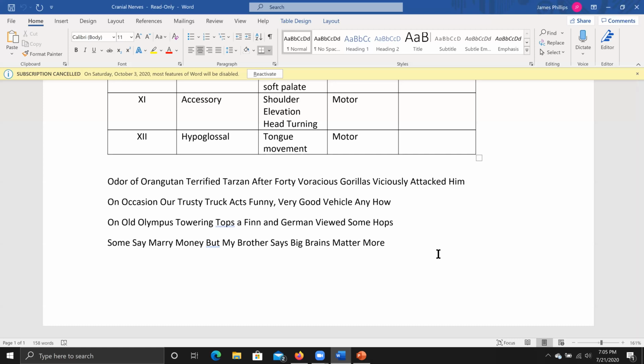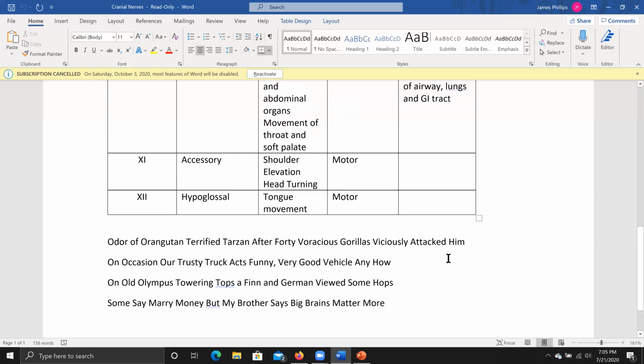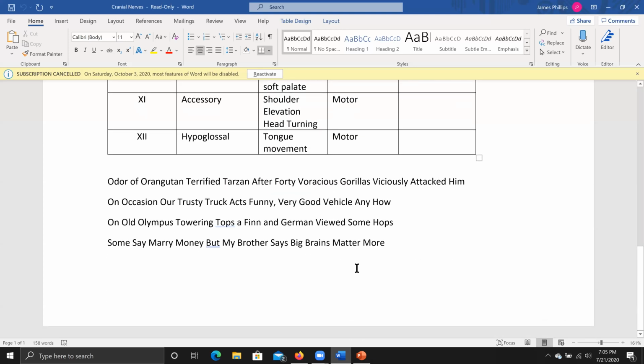Now about sensory, motor, or both, okay? Here's for your sensory, motor, or both. This is the one I learned 40, 50 years ago. Some say marry money, but my brother says big brains matter more, okay? S obviously is sensory, M is motor, and B is both, okay? So number 10 is both. Look at that. Number 10 is brains. Number 11 is motor.